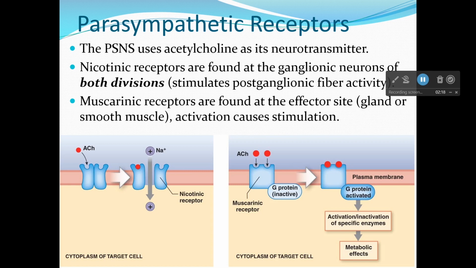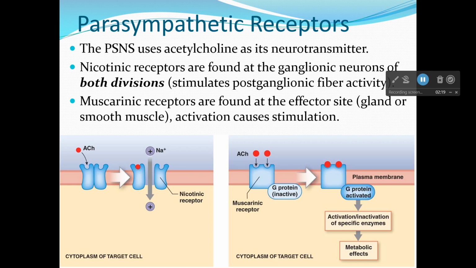Here we have two different receptor types in the parasympathetic division. We have nicotinic receptors and muscarinic receptors. They get their name from toxins that activate them. Nicotinic receptors are activated by nicotine. Muscarinic receptors are activated by muscarine. Okay, that's just where they got their name. It has really nothing to do with how we practice medicine or physiology, but that's how they got their name.